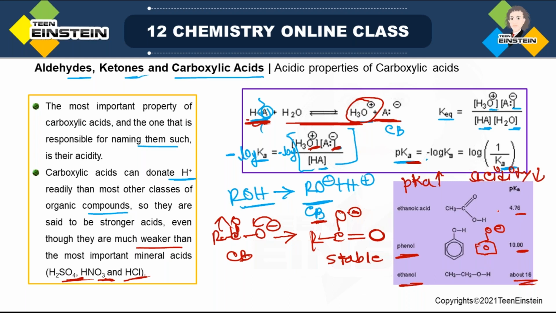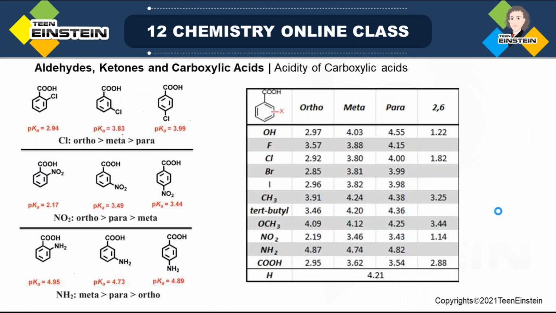But now look at the value of ethanoic acid, a 2-carbon carboxylic acid: 4.76. So this is much more acidic compared to phenol and ethanol. Okay. Here we have some benzoic acid derivatives. So the first one you can see is chloro substituted benzoic acid.